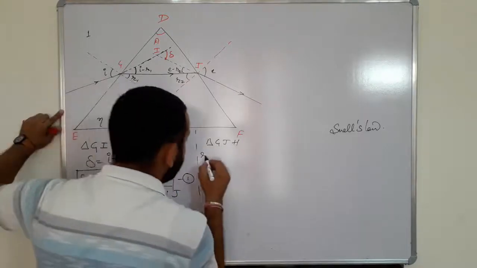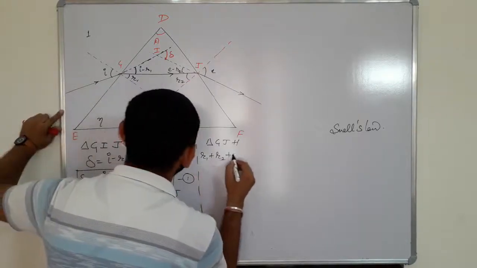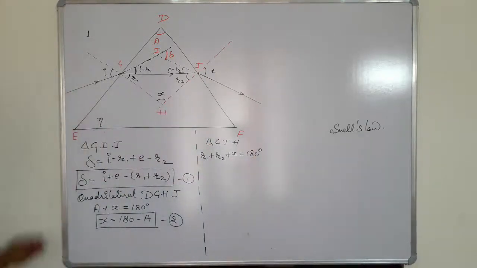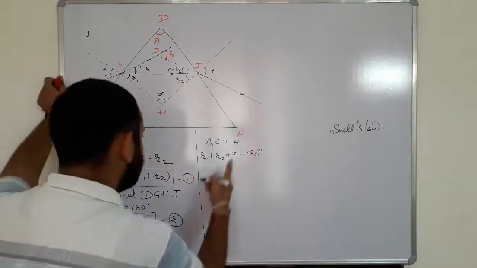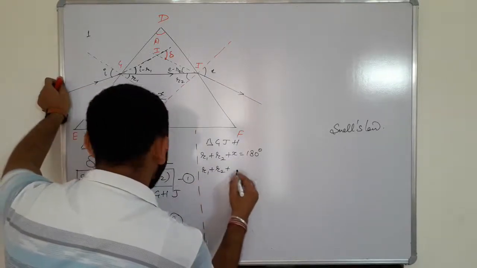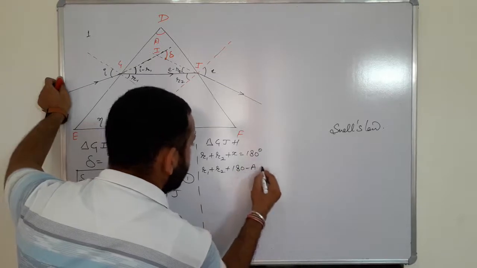What you can say, R1 plus R2 plus x is equal to 180 degrees. What is the value of x? x is 180 minus A.